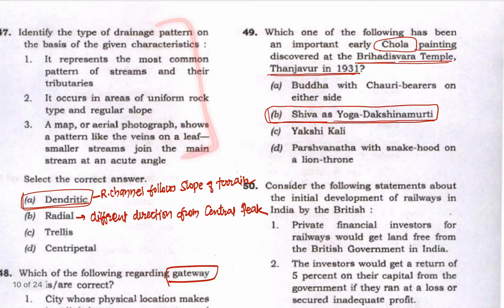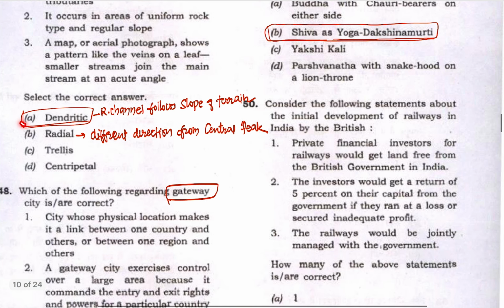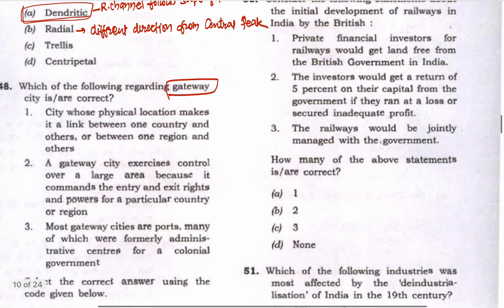These are the river patterns, not very important, read this. What is dendritic, what is trellis, radial.